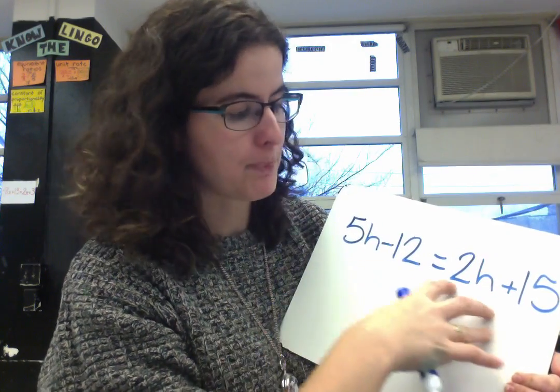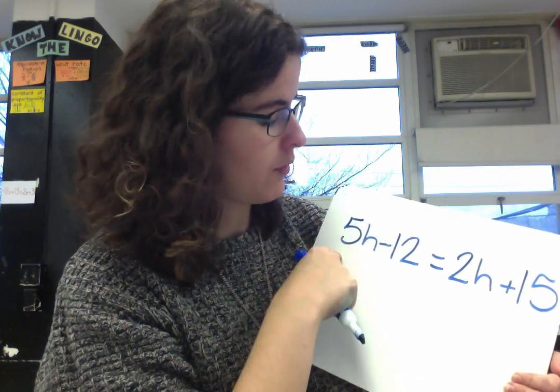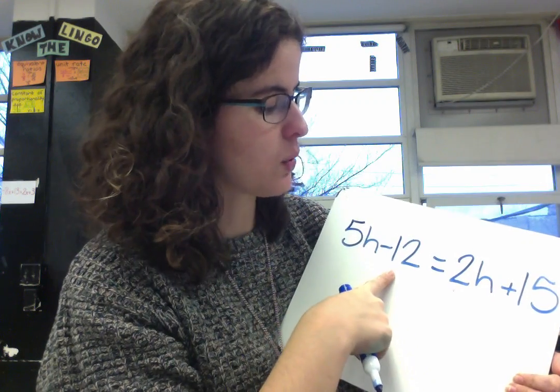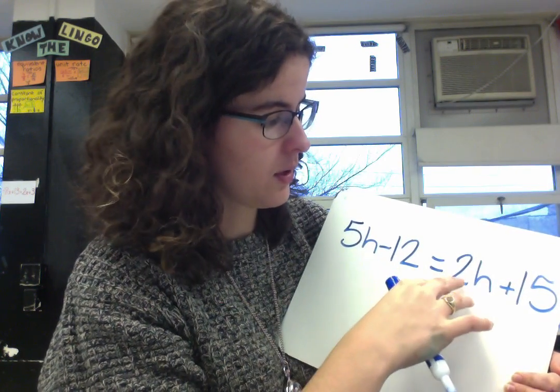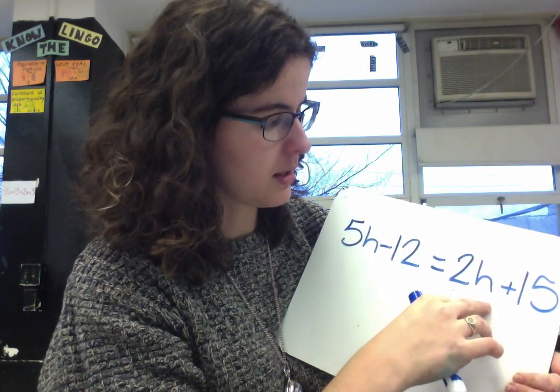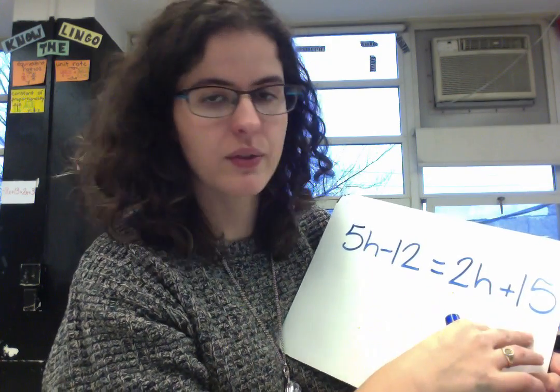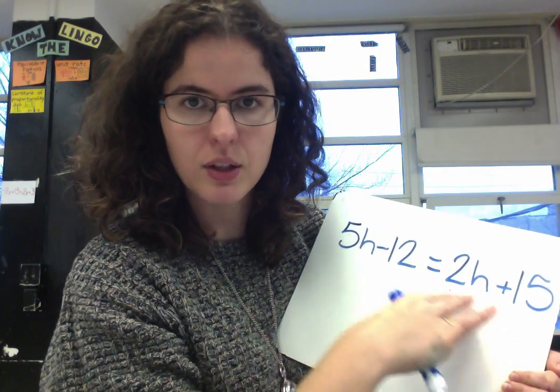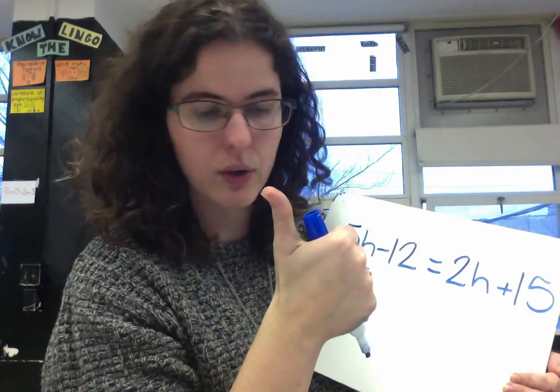So, plug it back in. 5 times 9, 45, minus 12 would be 33. 2 times 9, 18, plus 15, 33. We have a balanced relationship, so 9 works.